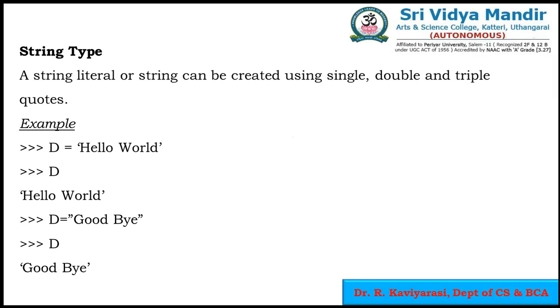The next data type in Python is string. Actually, a string can be created using single, double or triple quotes. Here, d equal to hello world. In Python, we can represent the string either within single quotes or double quotes or triple quotes.